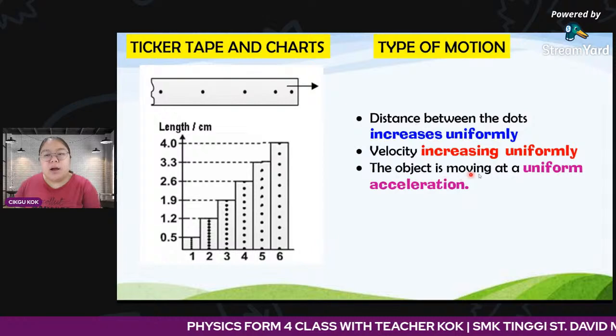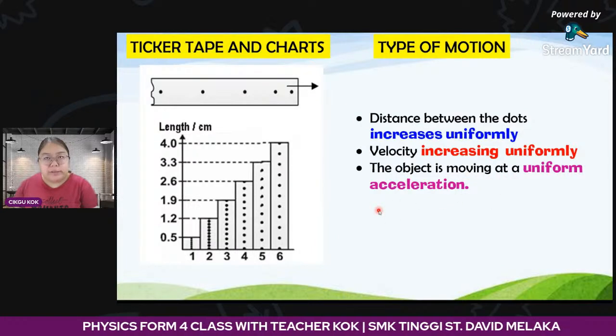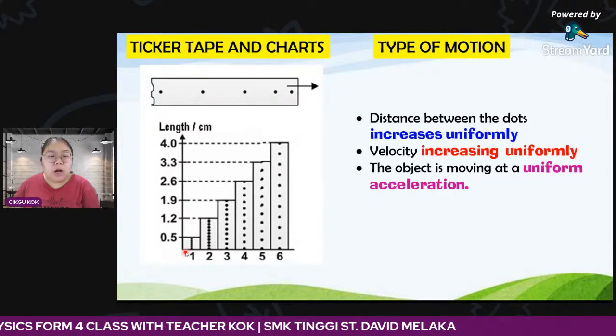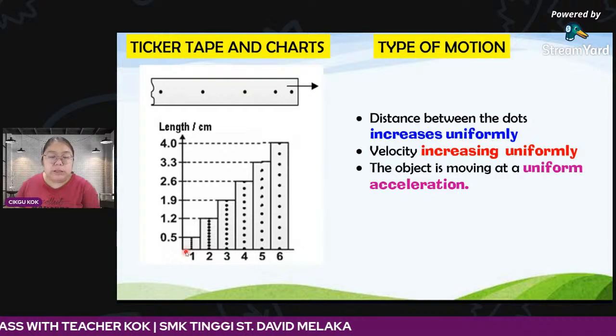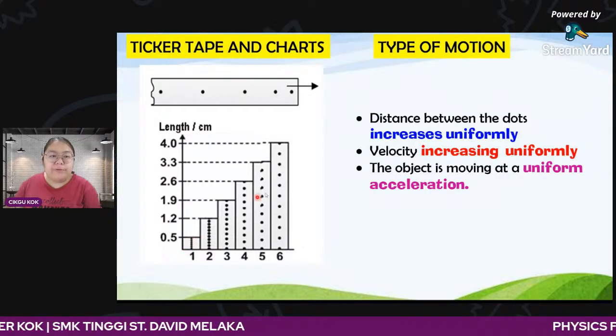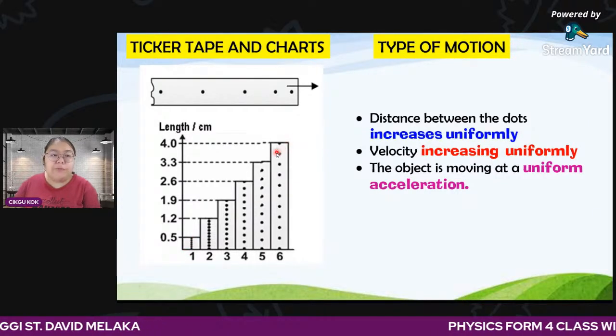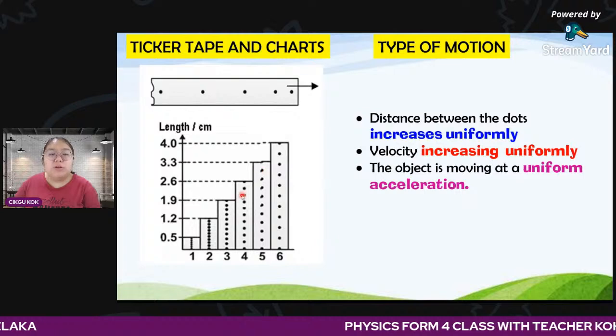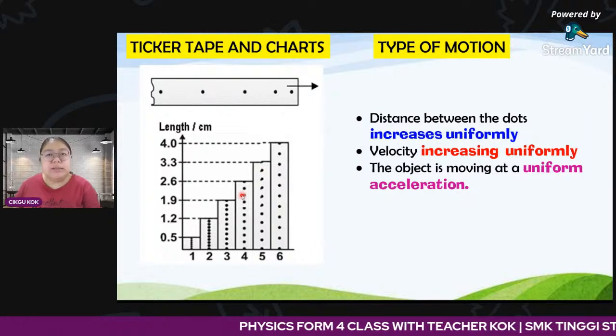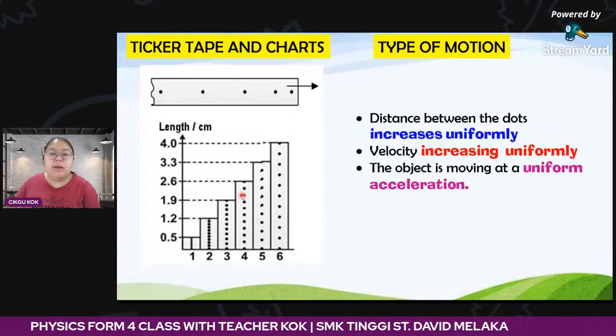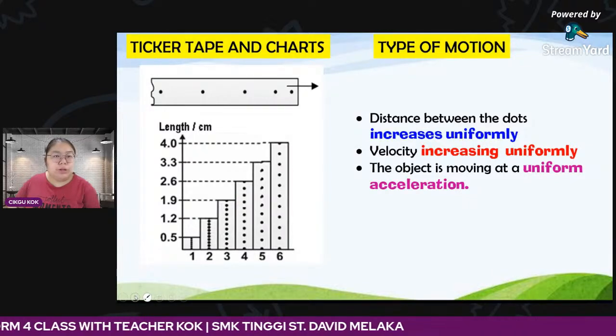So we can say the object is moving with uniform acceleration. The object now picks up and gets faster, because from 0.5 it goes faster until 4. Every difference is 0.7, so it is increasing by 0.7. So we can say there is acceleration. Okay, so this one is a motion graph.